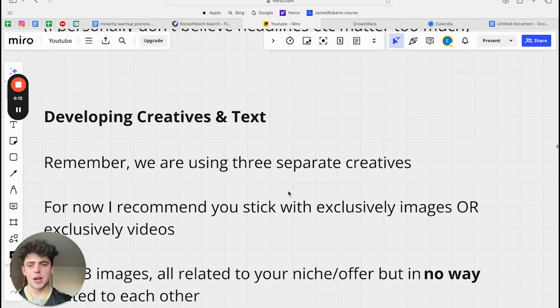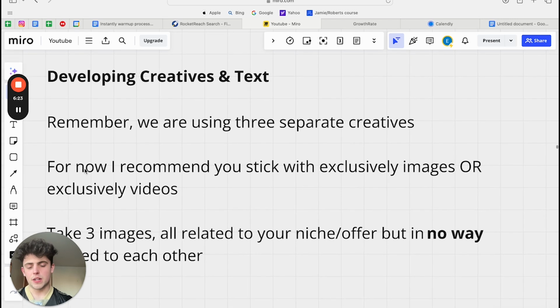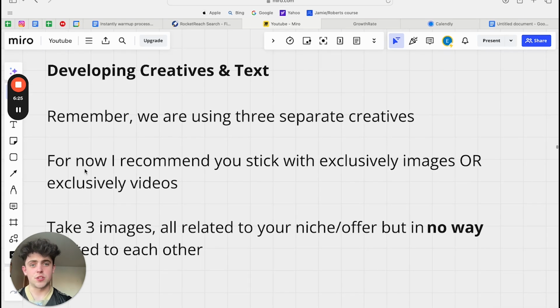So, actually developing your creatives and text. It's all well and good saying this, but how do you actually do it? Remember, 3 separate creatives under this one DCT ad. For now, I recommend you stick with exclusively images or exclusively videos. I'll get on to split testing images and videos later on.